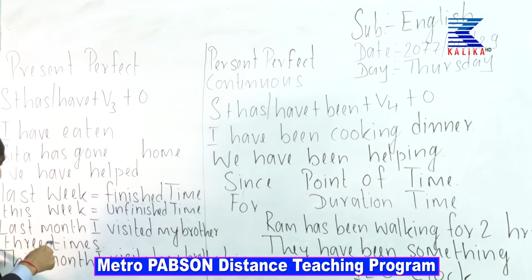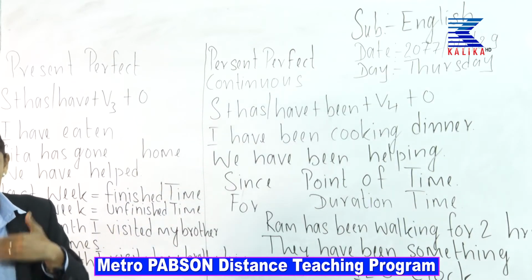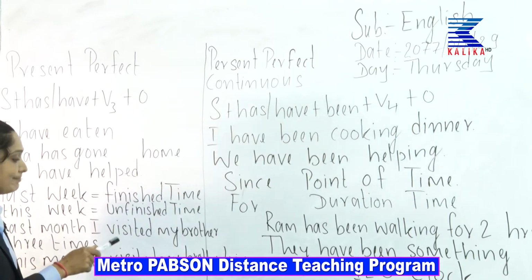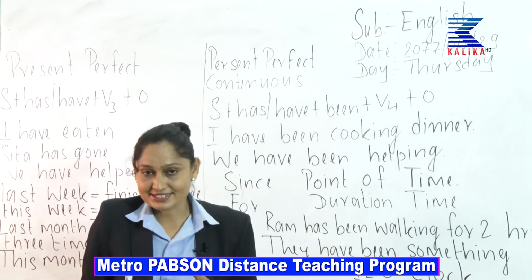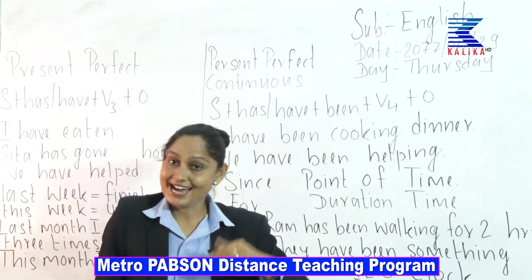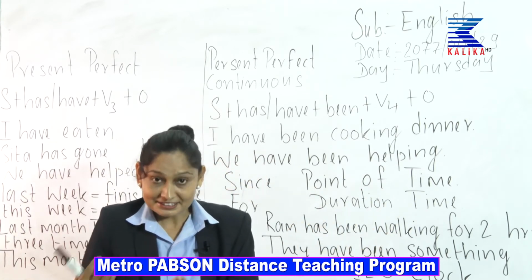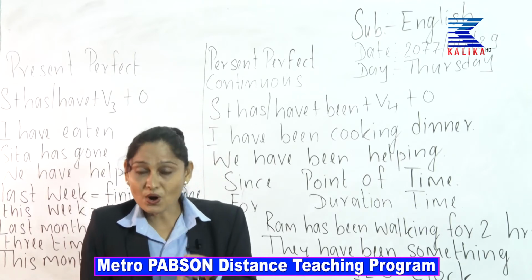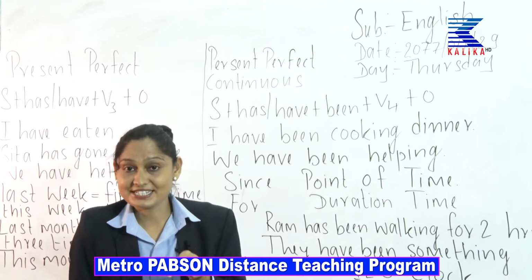Now we are in this month. Now I am going to talk about this month. This month I visited my brother twice. This month is not finished, children. Last month is finished. This month is not finished. So in this month I can go and visit my brother again. So that is the unfinished, that is also present perfect.